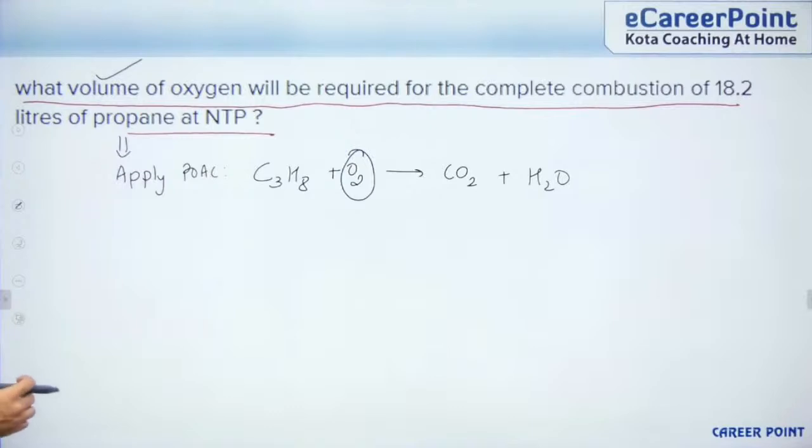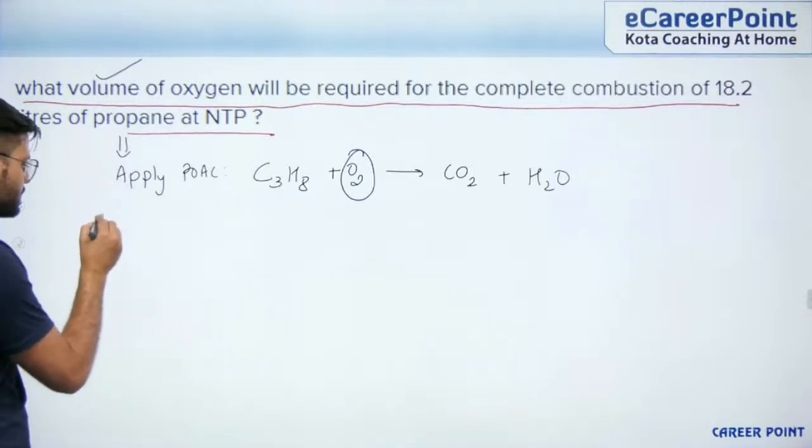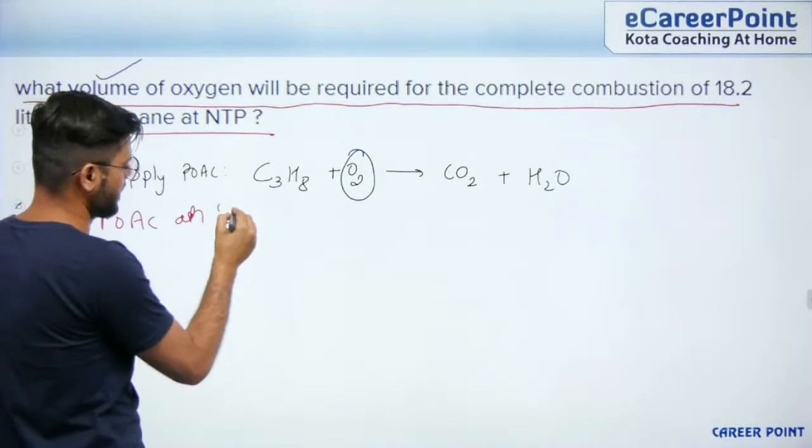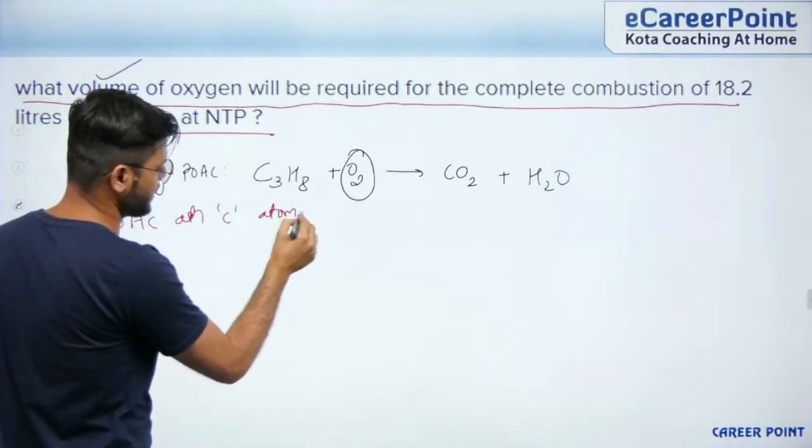What volume of oxygen will be required for the complete combustion of 18.2 liter of propane at NTP? So you need to calculate the volume of oxygen required for complete combustion. So apply POAC first. I would say write the equation of POAC on the carbon atom.